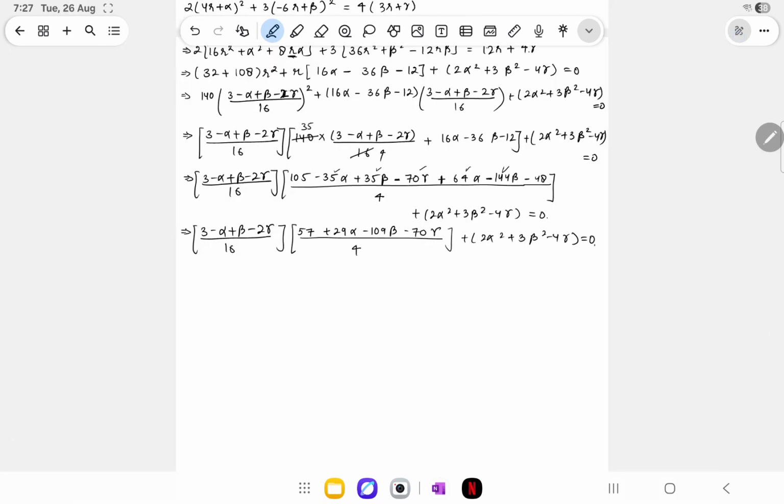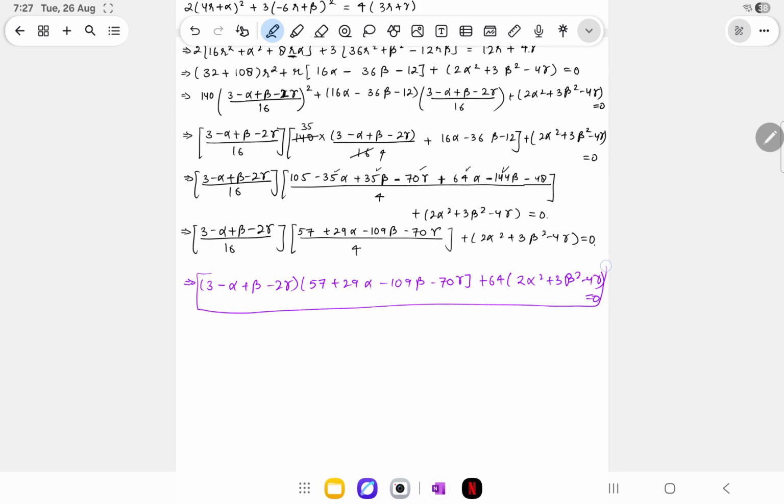So from here we'll get (3 minus alpha plus beta minus 2 gamma) into (57 plus 29 alpha minus 109 beta minus 70 gamma) plus 64 into (2 alpha square plus 3 beta square minus 4 gamma) equals 0. So we can simplify this further to get the equation of the required cylinder.